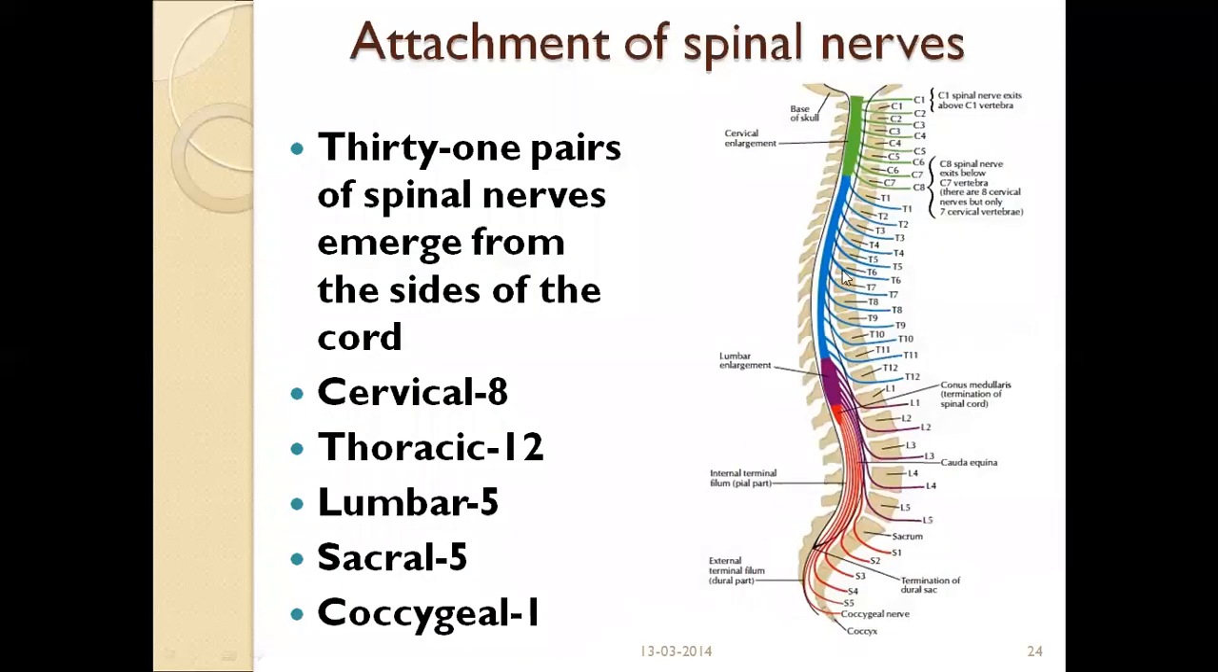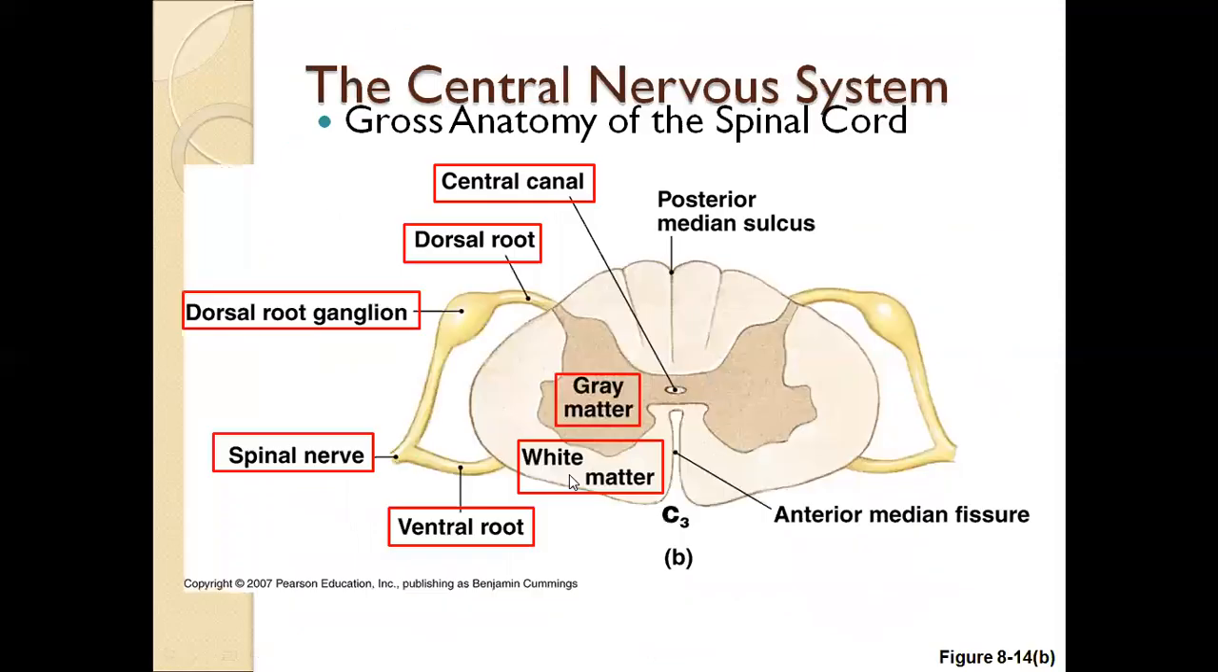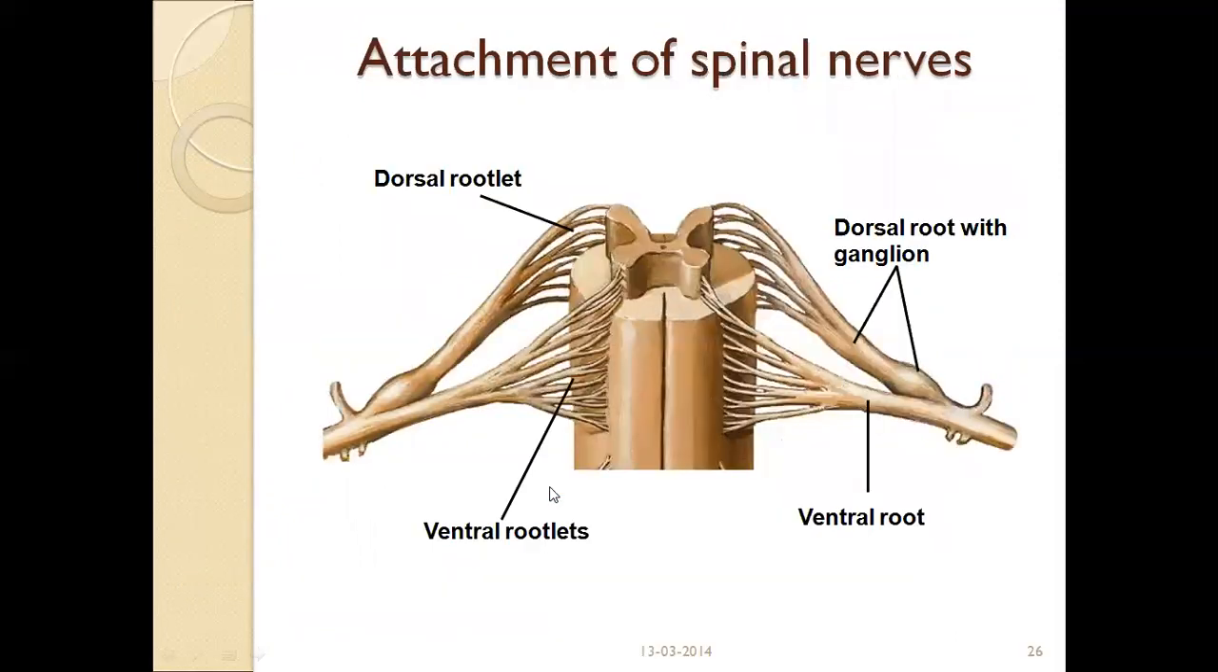Then the spinal nerves: how many pairs of spinal nerves? We have 31 pairs of spinal nerves emerging from either side of the spinal cord. The cervical spinal nerves are 8 in number, thoracic are 12, lumbar 5, sacral 5, everything in pairs, and coccygeal is 1 pair. So overall we have 31 pairs of spinal nerves. This is one more picture showing the cut section of the spinal cord.